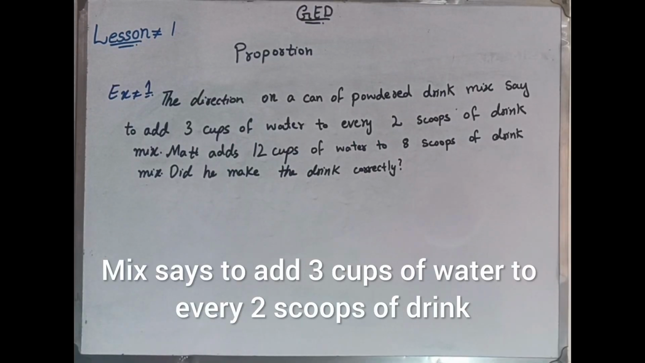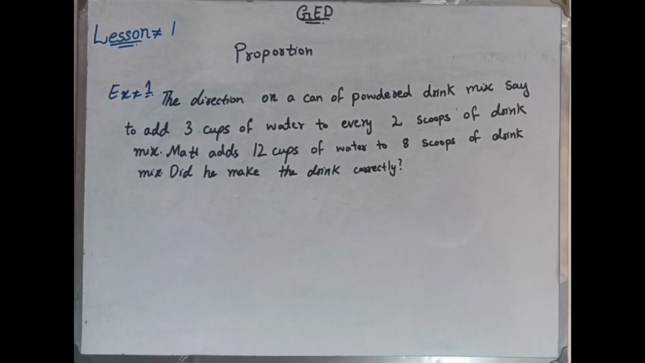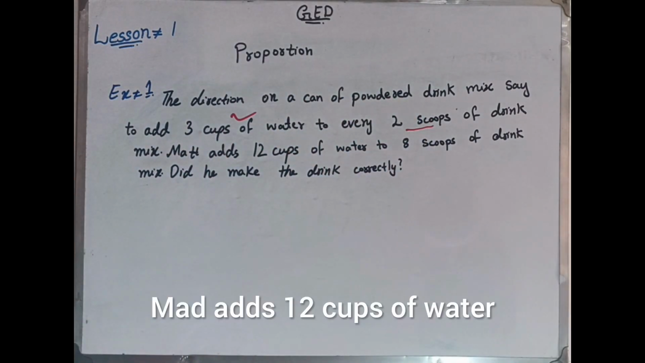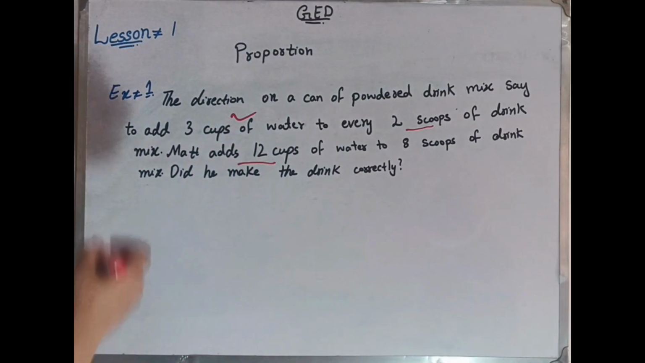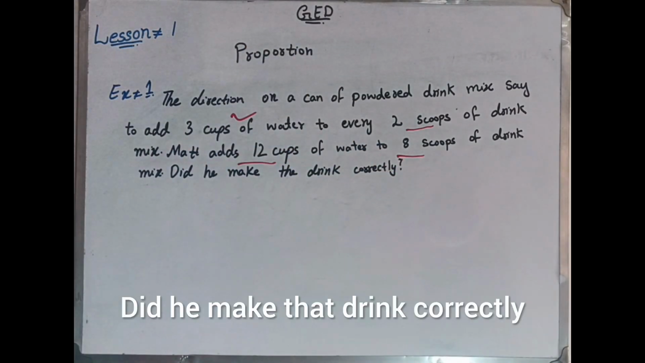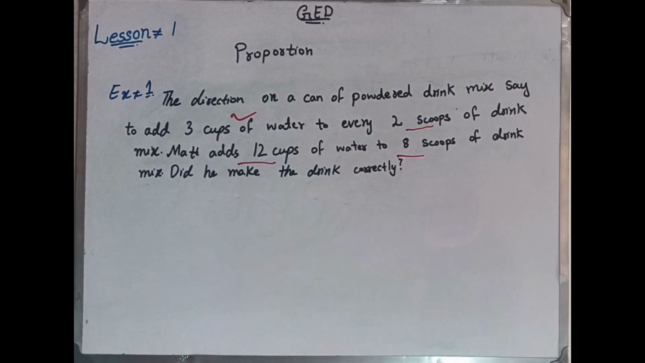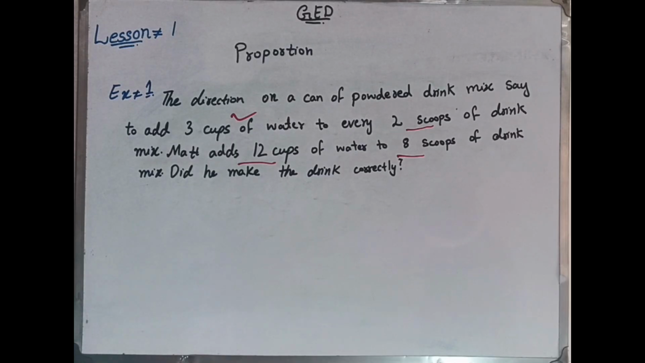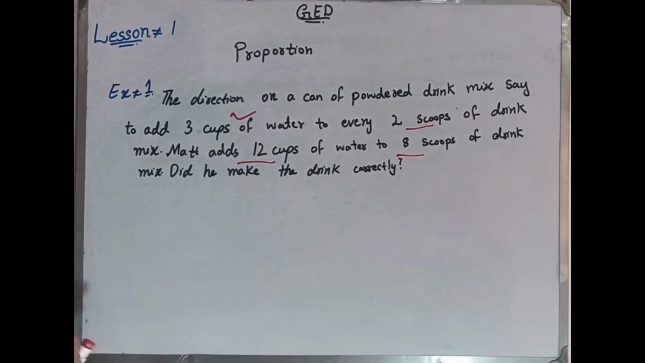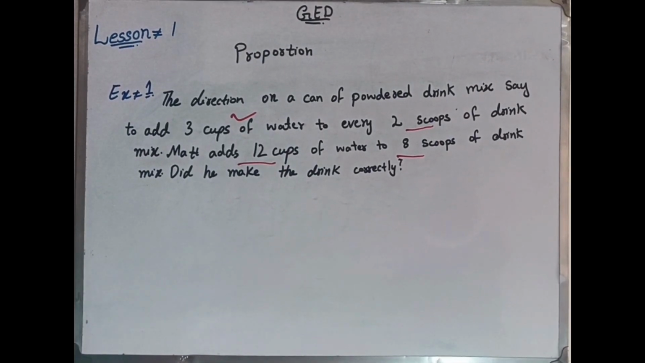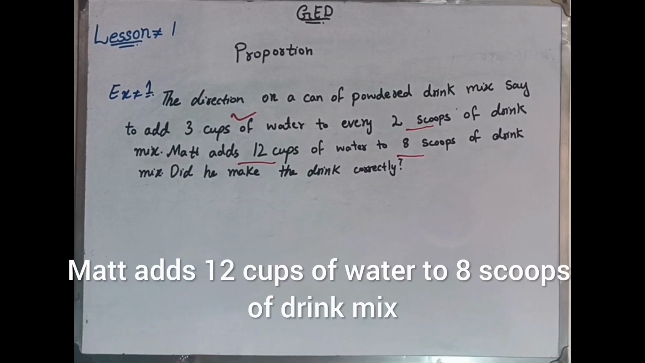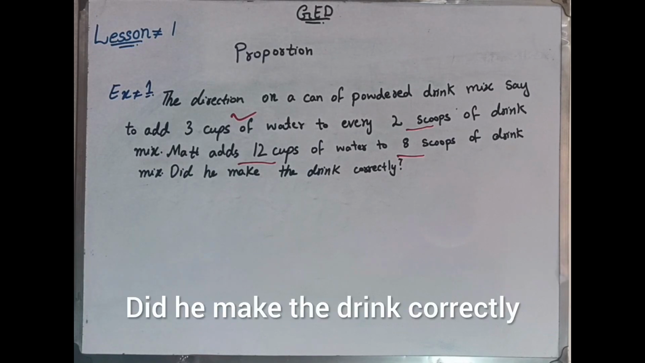It says to add 3 cups of water to every 2 scoops of drink. Matt adds 12 cups of water to 8 scoops of drink. Did he make that drink correctly? Now what will we do? In the directions the drink mix says, add 3 cups of water for every 2 scoops of mix. Matt adds 12 cups of water to 8 scoops of drink mix. Did he make the drink correctly?